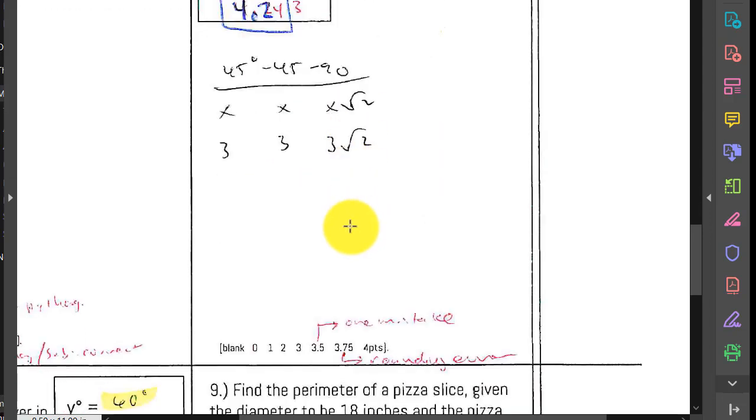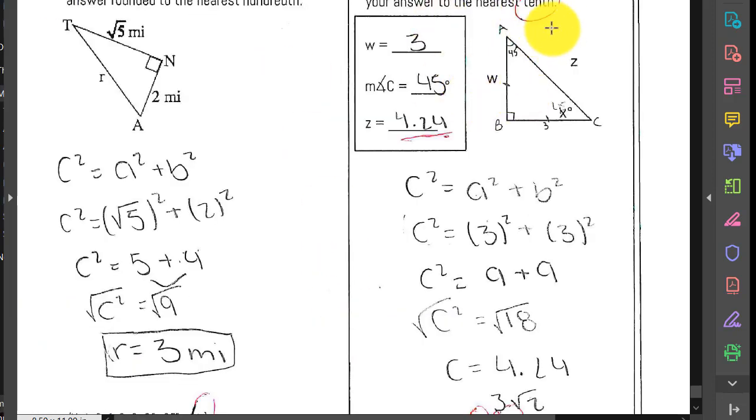If you made one mistake, I gave you 3.5. If you made a rounding error, or maybe you chose to put it as a radical and not a decimal, then you got 3.75. Common rounding mistakes, that's to the 10th, and they gave you 2.